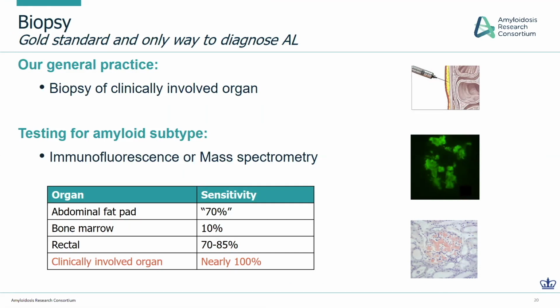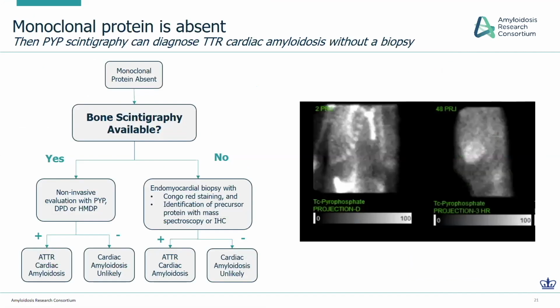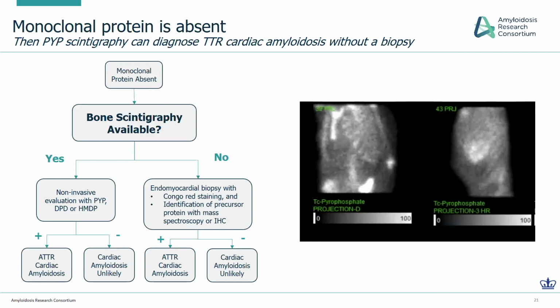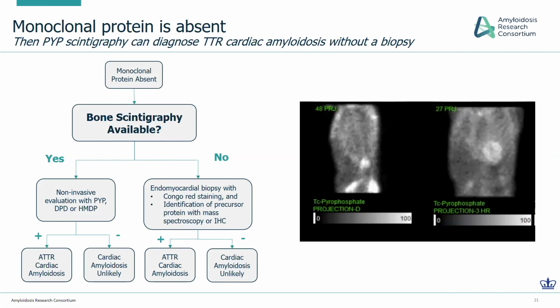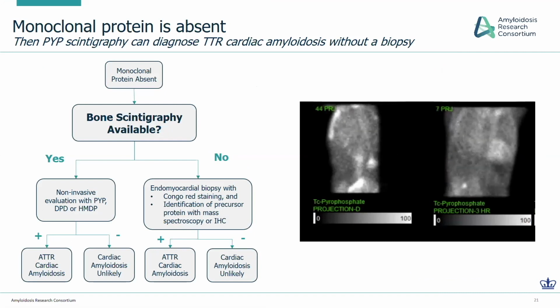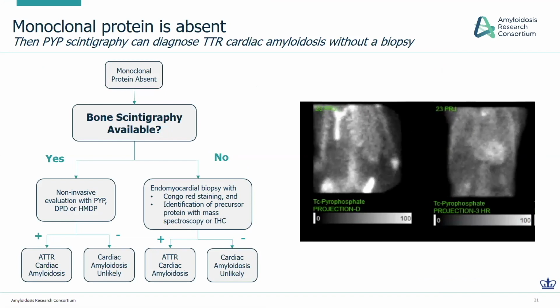Bone marrow biopsies rarely show amyloid, though they can obviously elucidate the plasma cell dyscrasia. And the clinically involved organ, in this case the heart, is nearly 100% sensitive and specific. Shown to the right are two scans that are being circulated, and you can see one to the left does not have any cardiac uptake, and one to the right does.